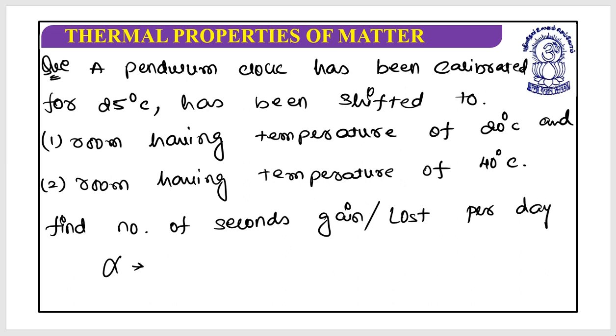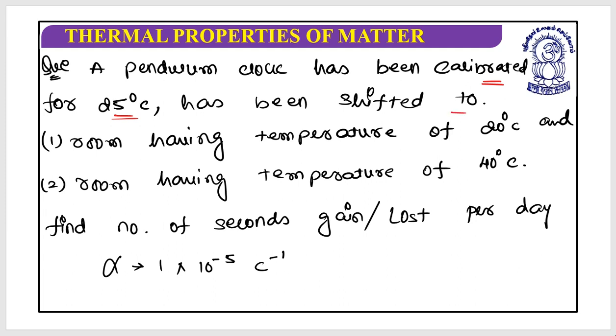Alpha of the pendulum clock, that is alpha of the material of the pendulum, is equal to 1 into 10 to the power minus 5 per degree Celsius. So go through the data once. They have said that it has been calibrated at 25 degrees Celsius, so it can give a correct observation and correct output at 25 degrees Celsius.